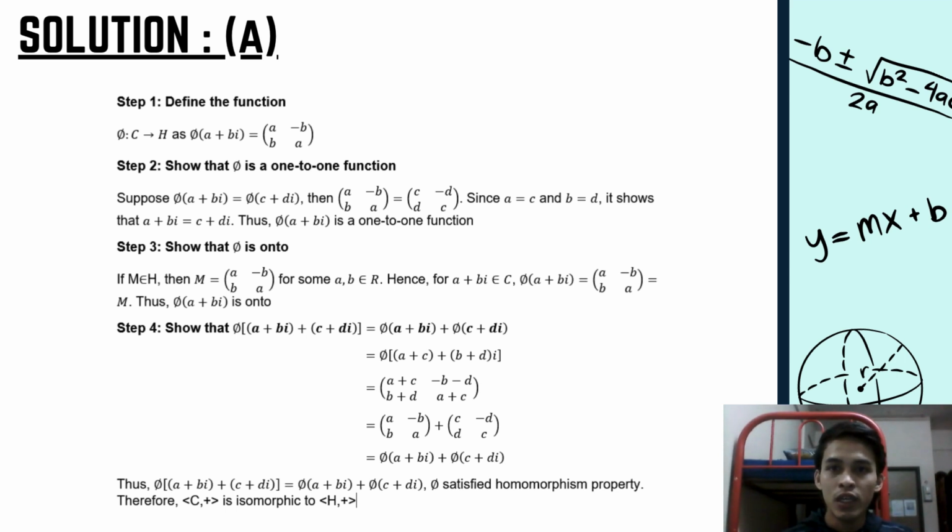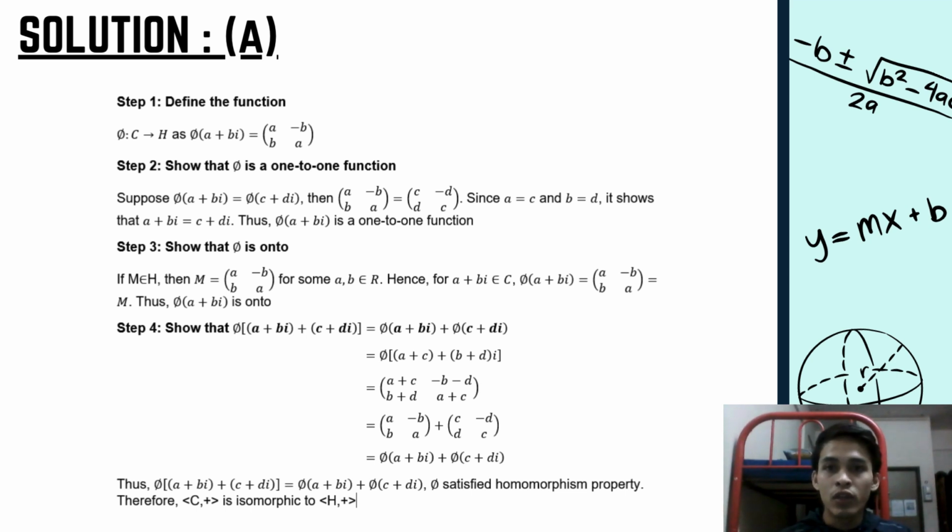Suppose phi(A plus BI) equal to phi(C plus DI), then matrix [A, -B; B, A] is equal to [C, -D; D, C]. Since A equals C and B is equal to D, it shows that A plus BI is equal to C plus DI. Thus, phi is a one-to-one function.